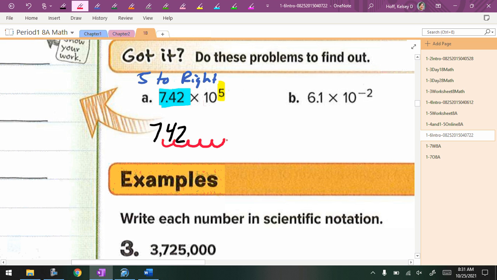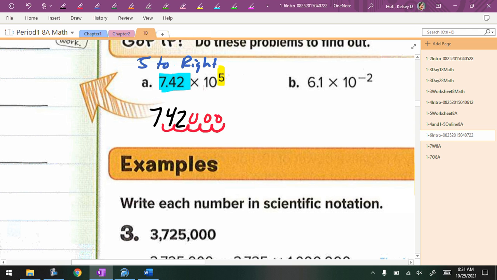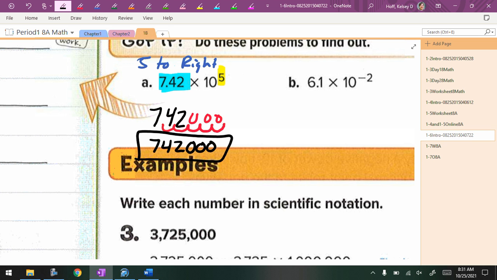So first step includes the 4. Then it includes the 2. Now we're going to do some open swoops. What do I have to put in there? Zeros. So my number, I'm going to rewrite this neater so Ms. Hoff can read it, would be 742000. Box that in. Ms. Hoff is not worried about your commas. That's all we have to do.